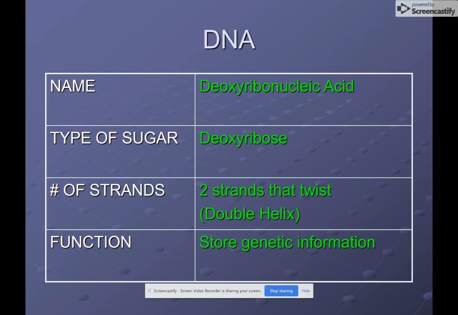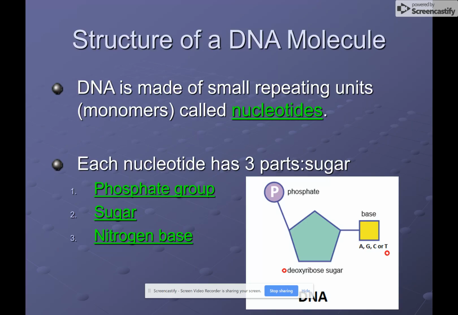It stands for deoxyribonucleic acid. So it falls into the macromolecules of nucleic acids, which deal with genetic information. The deoxyribose has to do with the sugar. So the sugar that we find in DNA is deoxyribose. It contains two strands that twist, forming a double helix, and the function of it is to store our genetic information.